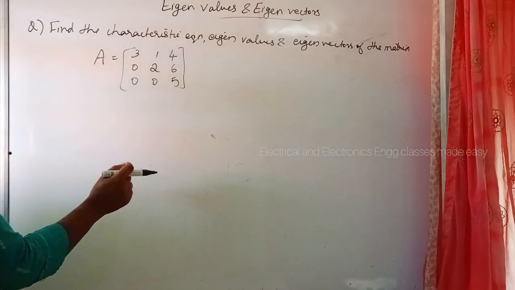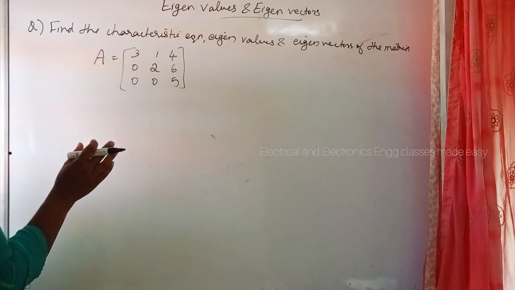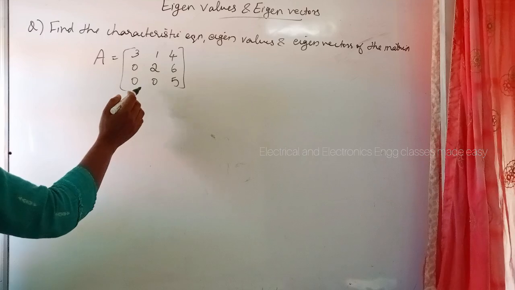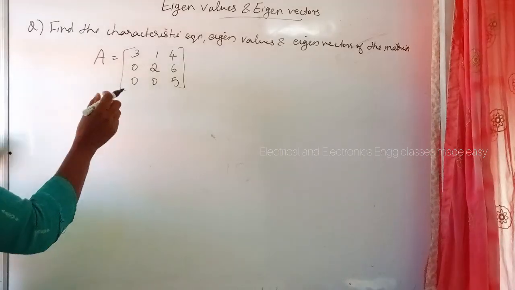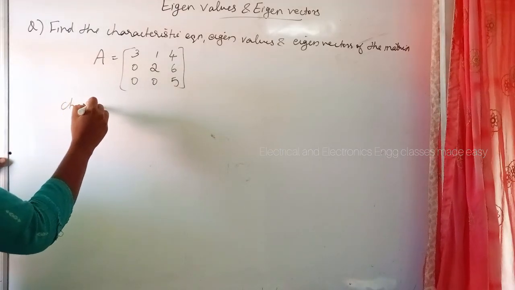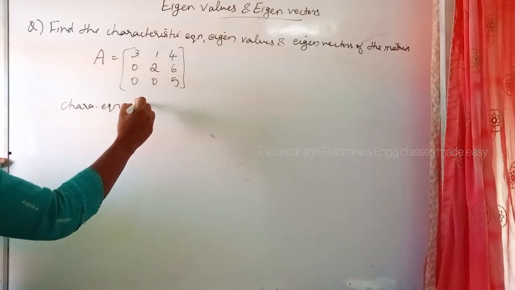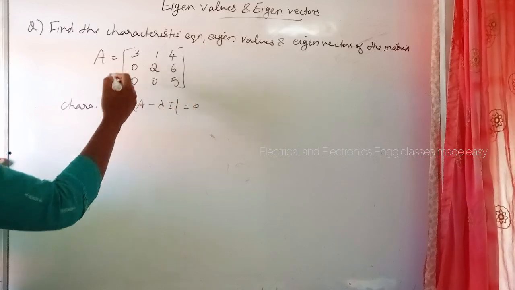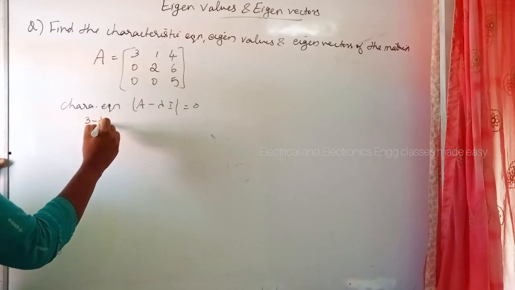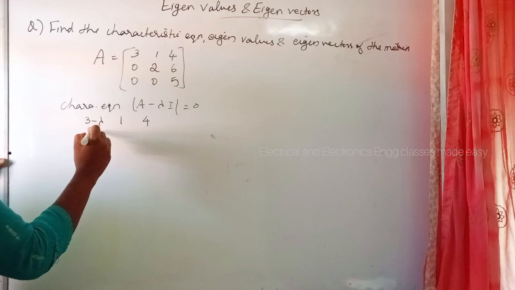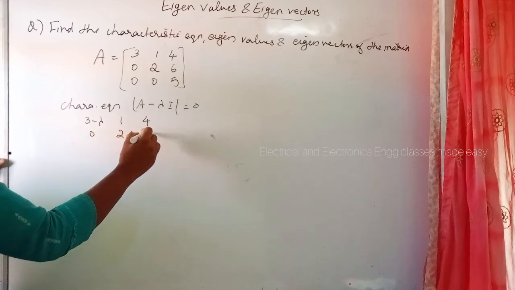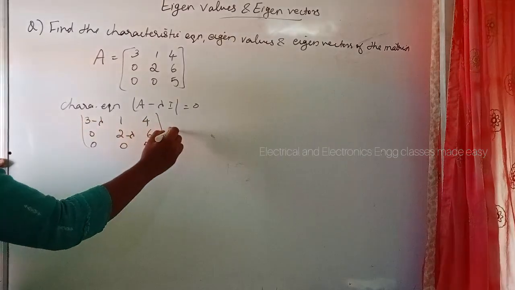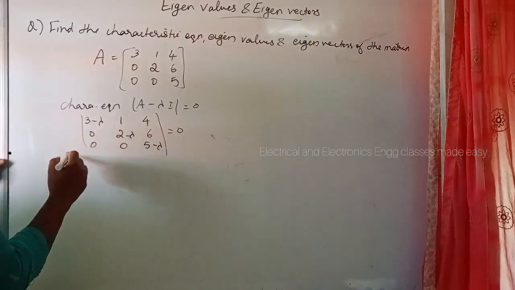Let us do another problem. Find the characteristic equation, eigenvalues and eigenvectors of the matrix A equal to 3, 1, 4, 0, 2, 6, 0, 0, 5. The first step is to find the characteristic equation, and which is determinant of A minus lambda I equal to 0, and that is 3 minus lambda, 1, 4, 0, 2 minus lambda, 6, 0, 0, 5 minus lambda equal to 0. Now we have to find the determinant.